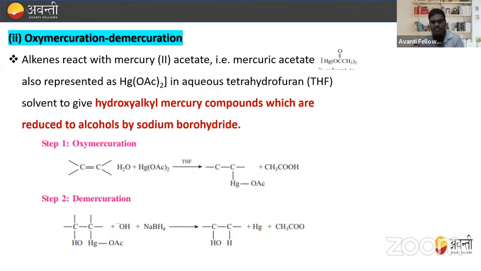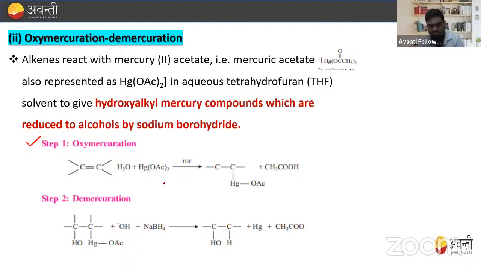Another important thing is oxymercuration, or we say demercuration. This is also very important. The alkene reacts with mercuric acetate, Hg(OCOCH3)2, in aqueous tetrahydrofuran solvent to give a hydroxy mercury compound, which is reduced to alcohol by sodium borohydride. So let's see how this reaction takes place. Now the alkene is treated with H2O and mercuric acetate in the presence of tetrahydrofuran. So the formation of this will take place.